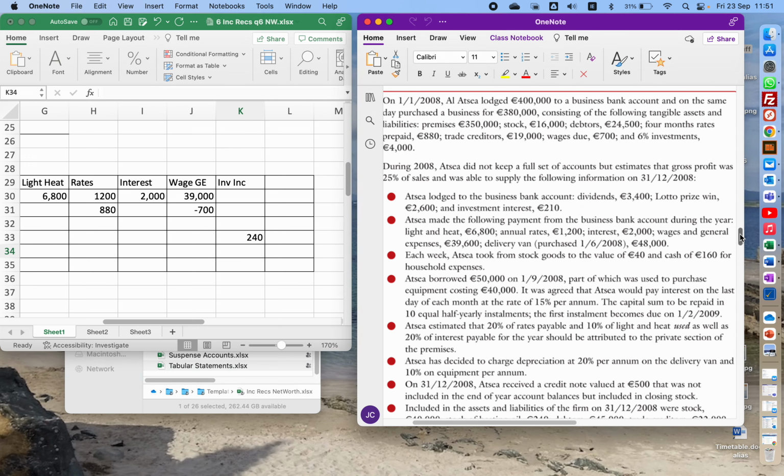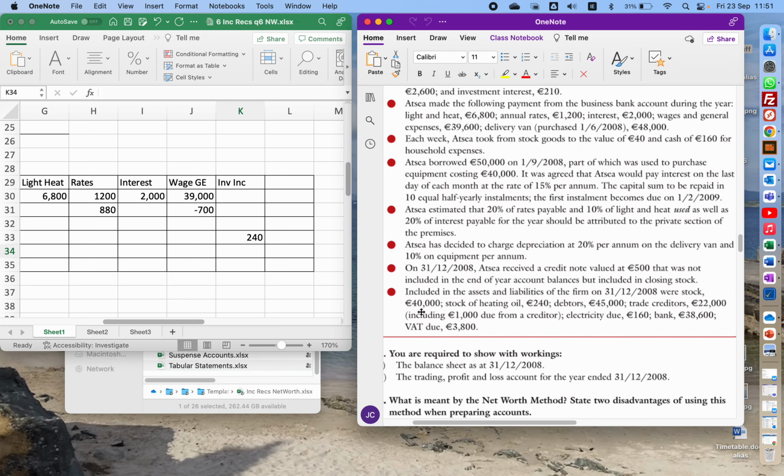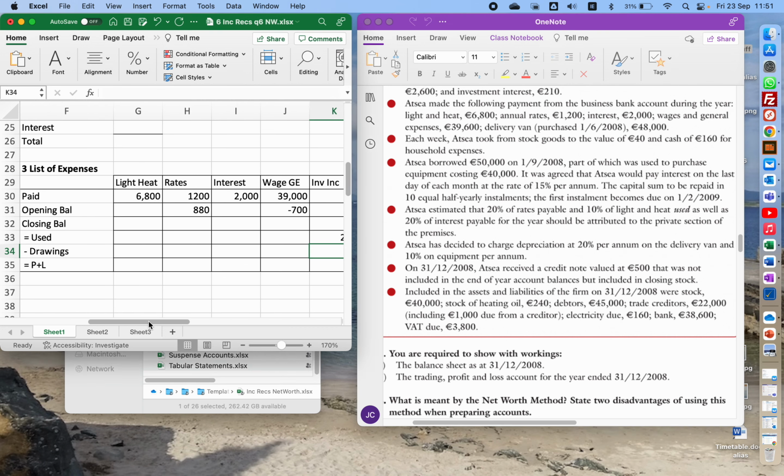Now look at the end of the question. Including the assets and liabilities were stock of heating oil 240. So that's light and heat. Closing balance. So that's for next year, so I'm taking it out of this year. Debtors, trade creditors, 1,000 due from a creditor. Okay. Electricity due 160. Well, that's to do with light and heat as well, so I'm going to add that on. So I'm going to take away the 240 and add on 160. Bank 38, VAT due, no.